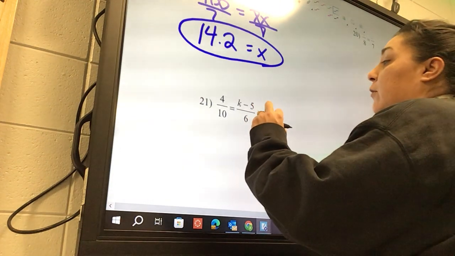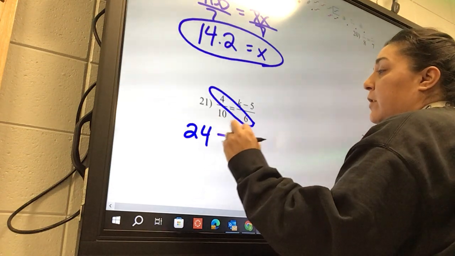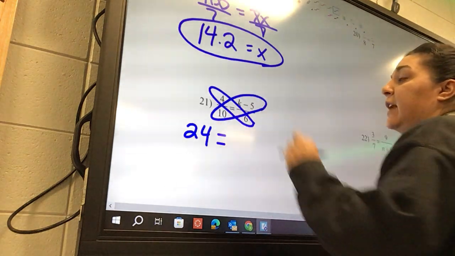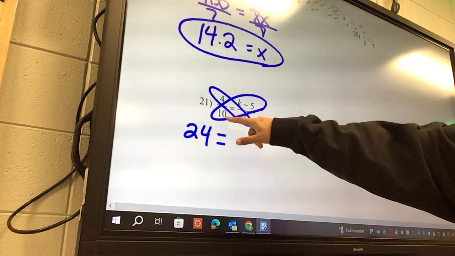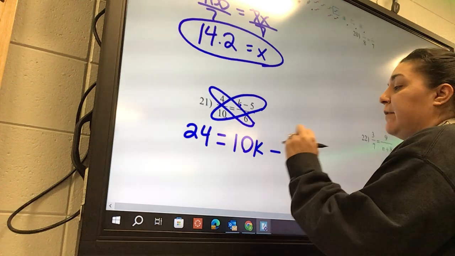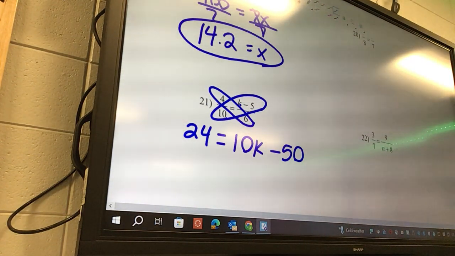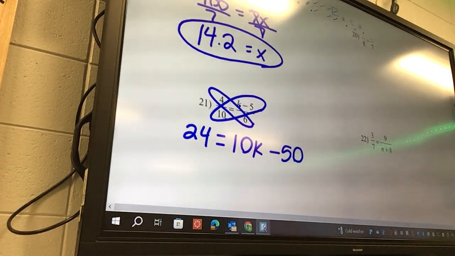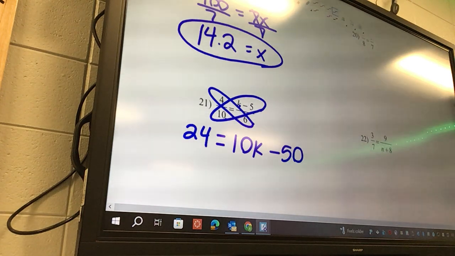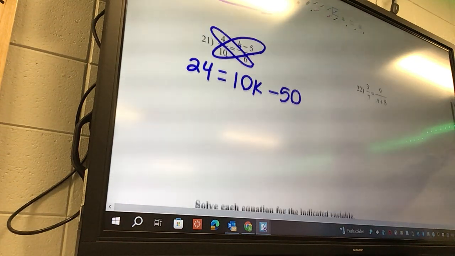Number 21, we're going to cross multiply, so 4 times 6 is 24. When we do this side, you have to do the 10 times both pieces. So 10 times k, 10k. 10 times negative 5 is negative 50. Then who needs moved? The 50. It looks funny because the stuff is on the other side, but the steps are still the same.